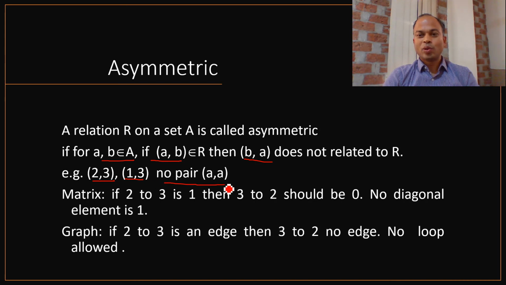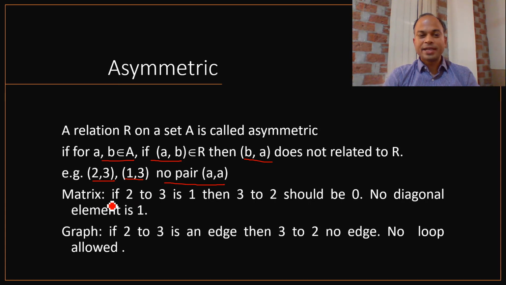Particularly here, no pair of the form A, A is allowed. Now the question arises, why is no such pair allowed? Because if we take the inverse of A, A, we will get the same result, R equals R inverse. We have R, and R inverse is also available in the case of A, A, but R inverse is not allowed in the asymmetric relation. Therefore, we cannot write A, A in an asymmetric relation.